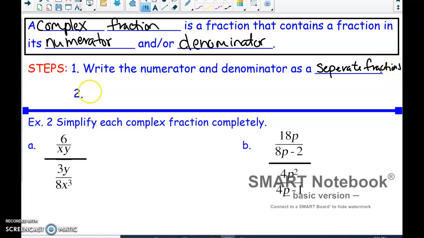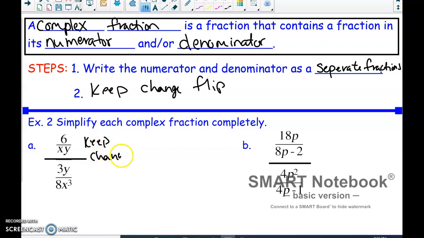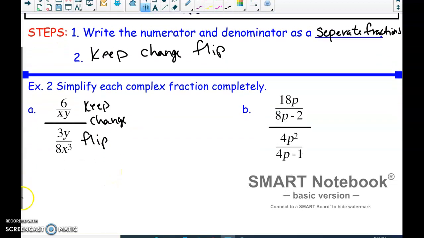And then we're going to use our keep, change, flip process. Okay, so A is pretty much the same. We're going to keep it. We're going to change it. And we're going to flip it. Just like we did earlier.